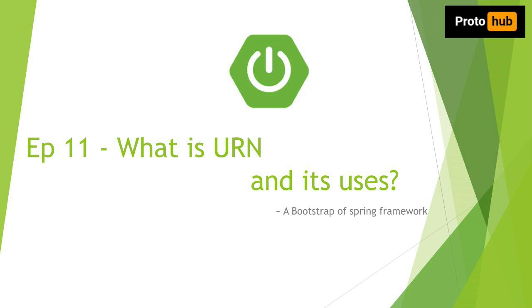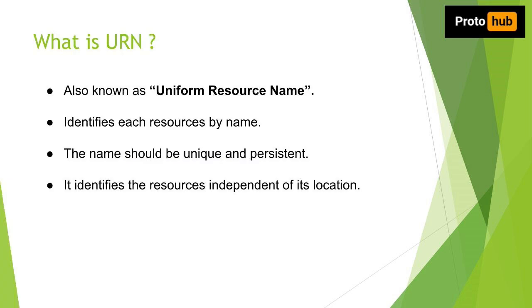In this video, I will explain what is URN and uses of URN. Let's move on. URN stands for Uniform Resource Name, which is a type of Uniform Resource Identifier, URI, that identifies resources on the Internet. URNs are unique identifiers that remain valid even if the resource they identify is moved, or no longer exists. It identifies the resources independent of its location.